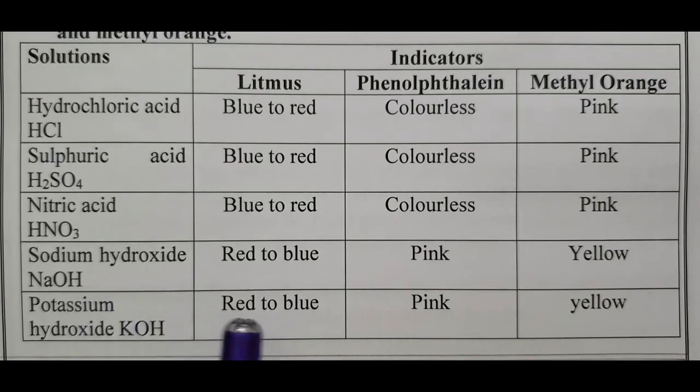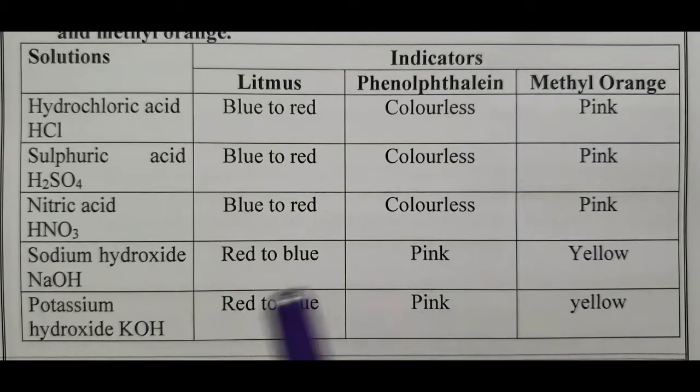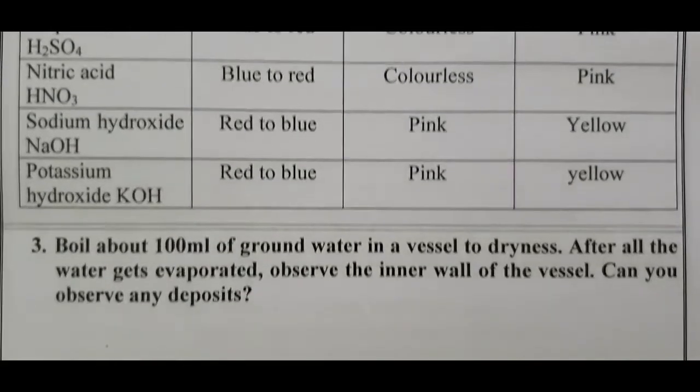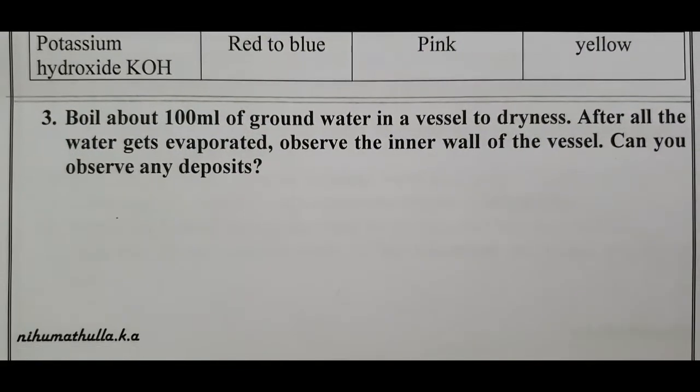Potassium hydroxide turns red litmus into blue. The color of phenolphthalein in basic medium is pink, methyl orange in basic medium is yellow. Come to the third student activity.